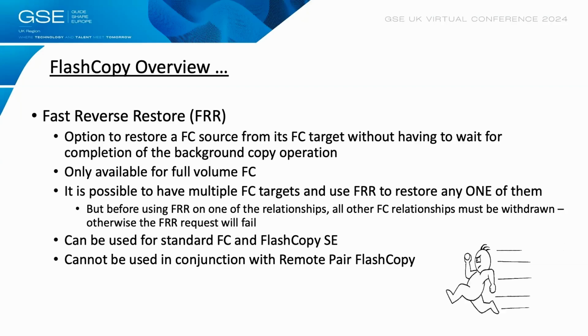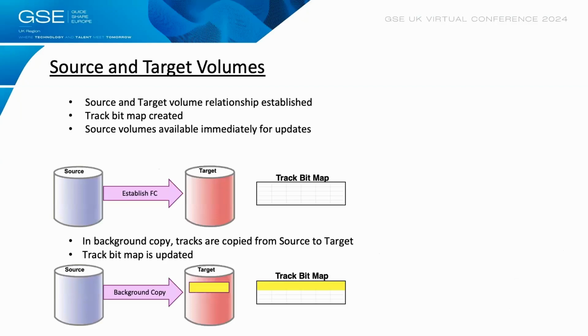So let's see. I think it's easier if I show. This is easier. So if you do the volume level, you can tell that this is Bob's. So source and target volumes, the relationship is established. Then the track bitmap is created. And as soon as that bitmap is created, your source is available, and that takes seconds. It's very, very quick.